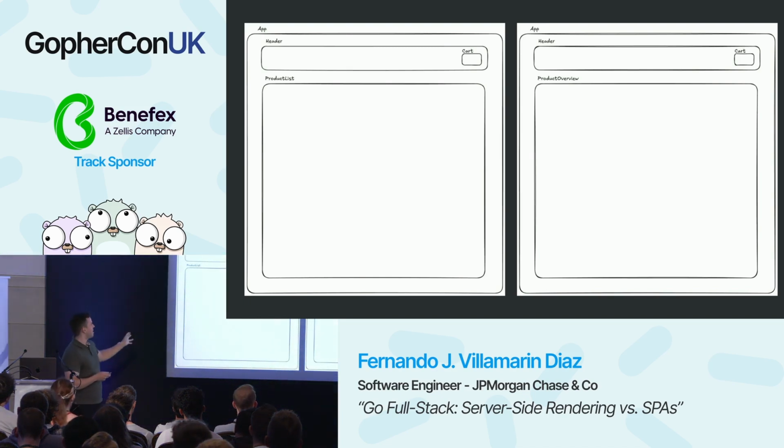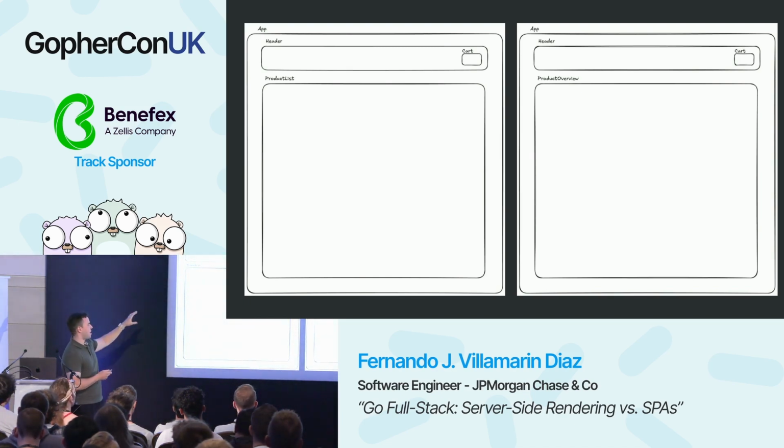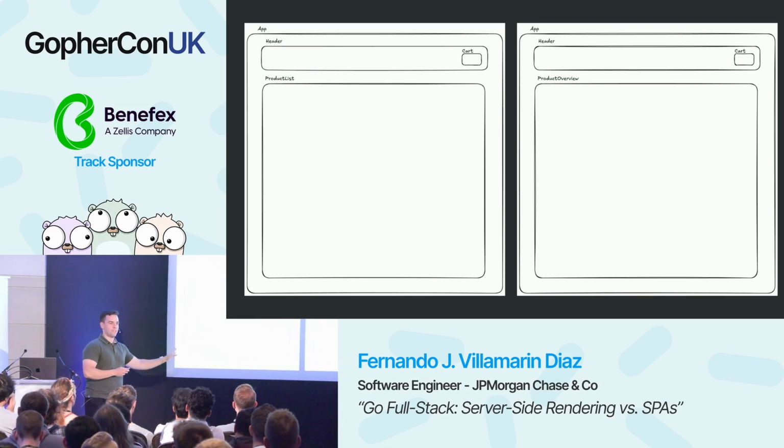So the components would be: we have the app, then a header at the top, and then we have our content here, which is the product list and the product overview. As you can see, nothing changes that much between the two sites. The only thing that changes is going to be the product list or the product overview.